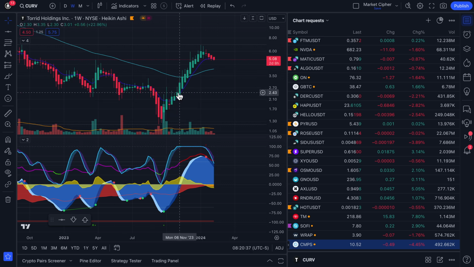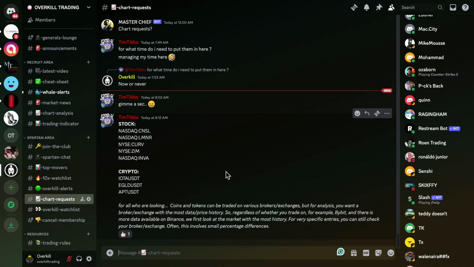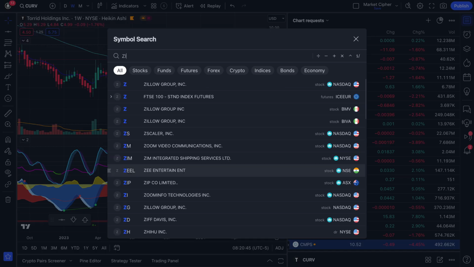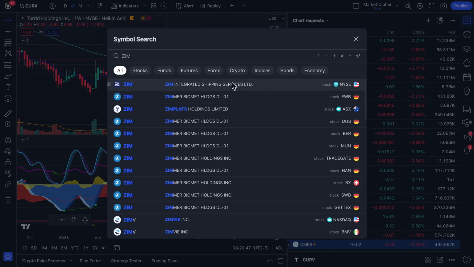What is this one? CURV. Boom. Nice big move up. Okay, now pull back into the 50 for us. Waiting on the green dot confirmation. Just wait for the confirmation. You'll never go broke waiting for the confirmation of these stocks, folks.